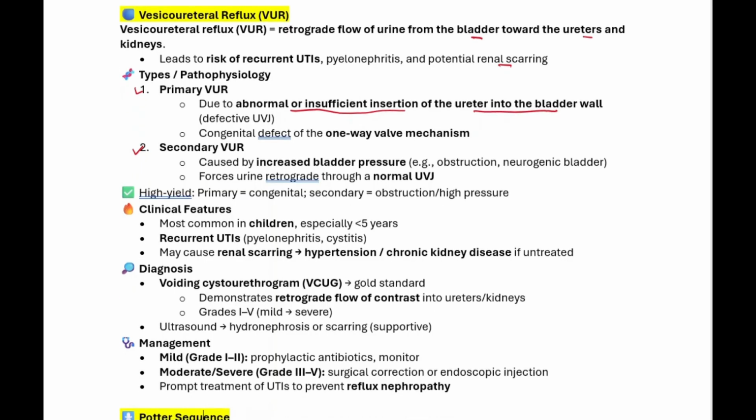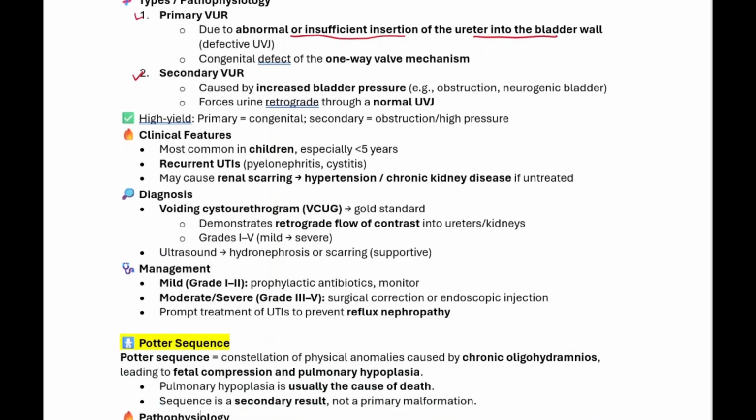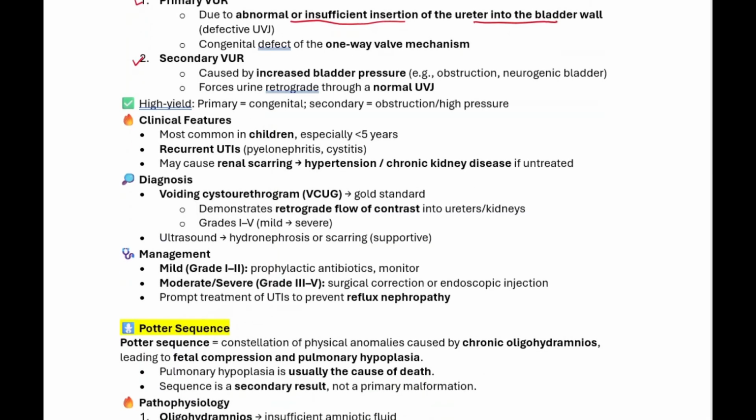So what are the clinical findings we're going to see in this patient? Most commonly in children, especially less than the age of 5 years, they could have recurrent UTI, like we mentioned earlier, such as pyelonephritis and cystitis. As a matter of fact, if you see a child who is having recurrent urinary tract infection, you should actually work them up for vesicoureteral reflux. And with recurrent infection, this could lead to renal scarring, hypertension, and chronic kidney disease if untreated.